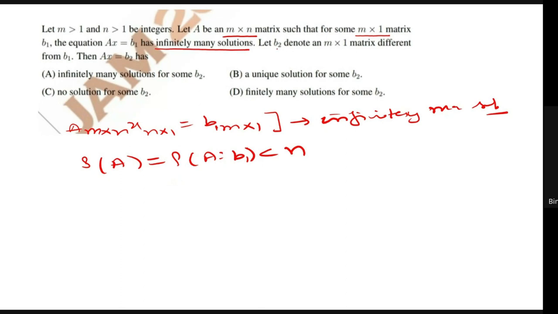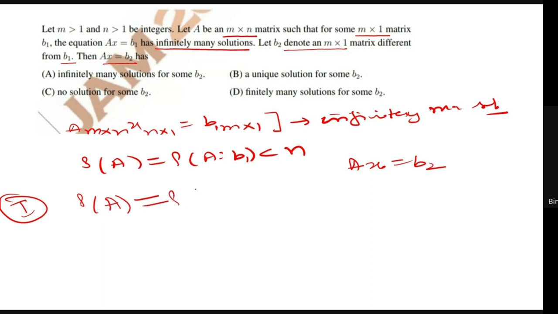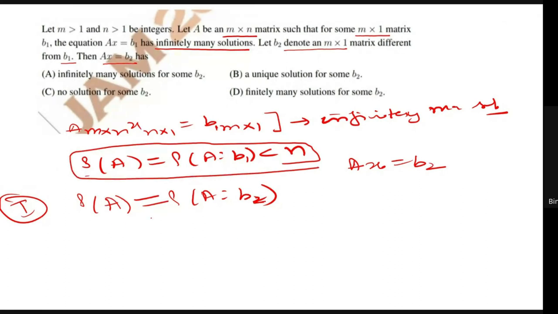Now they are asking, let B2 denote an m cross 1 matrix different from B1. What will be the solution of AX equals B2? So the possible cases: the first case is rank of A and rank of A augmented B2. It is given that rank of A is always less than n. Now the first case is whether rank of A equals rank of A augmented B2.